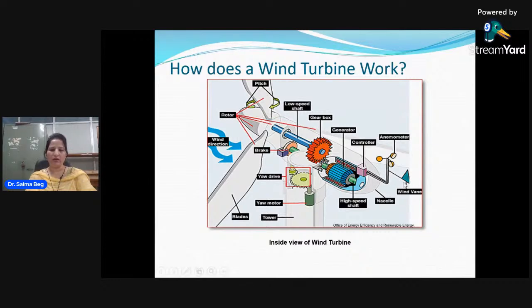Next is the wind vane. This is the wind vane. It measures wind direction and communicates with the yaw drive to orient the turbine properly with respect to the wind. We have this yaw drive here. With upwind turbines that face into the wind, this yaw drive is used to keep the rotor facing into the wind and keep the turbine moving smoothly.